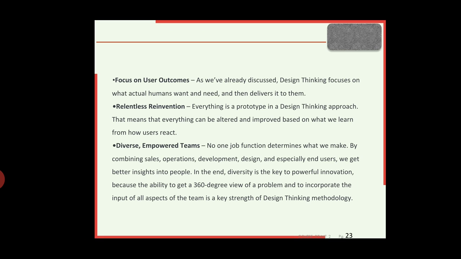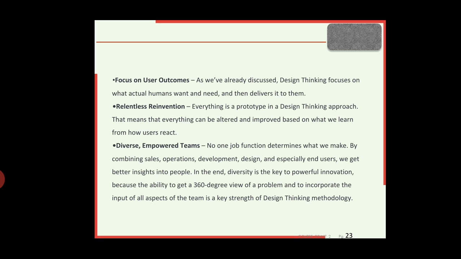Coming to the previous slide, we saw the second picture of guiding principles, relentless reinvention. We have to reinvent again. Everything is a prototype. To start a creative solution, everything is a prototype in a design thinking approach. That means everything can be altered, everything can be changed, and we want to improve or enhance it based on what we learn from how users react.